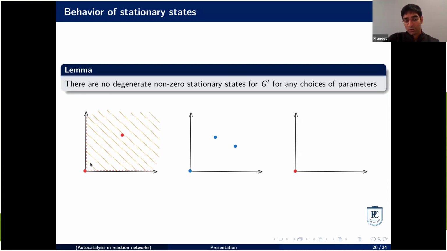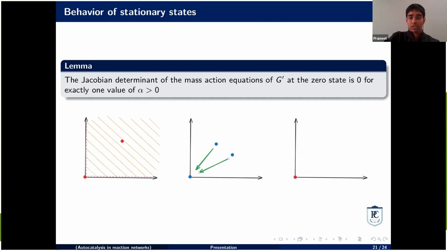And another point is that from the lemma, we remember that stationary states are not possible to exist on the boundary. So there's this red border, which is exactly at the boundary. So these states are not allowed to collapse onto the boundary itself. Then how the theorem goes is how we investigate where these states can go. Assuming this is true, that there are two states at some degradation, where can they end up to satisfy these two endpoints of the manipulation? So another lemma that we use is that the Jacobian determinant of the equations at the zero state is zero for exactly one value of alpha greater than zero.